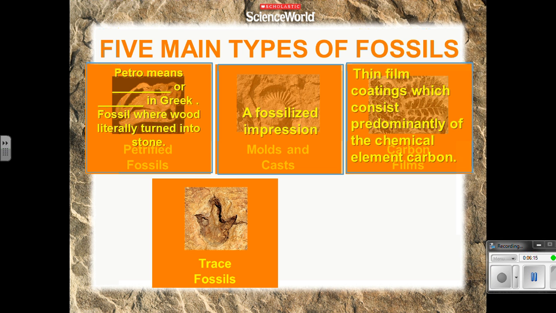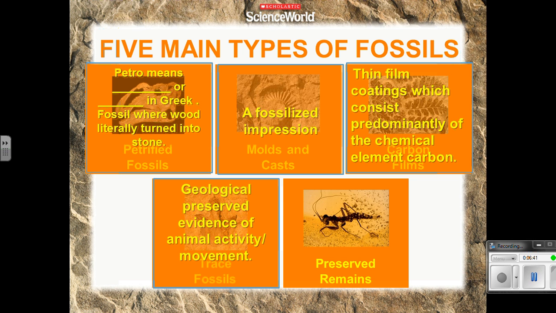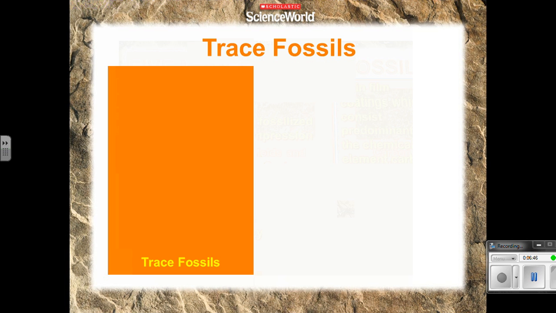And then you have your trace fossils. These are things that scientists can trace, and these are geologically preserved evidence of animal activity and movement. So it gives us an idea that there has been some movement and some activity, and how the organism acted and migrated or moved around within that time, and what the organism did. These are what trace fossils give us, so it gives us a track record. And then we have preserved remains. So let's take a look here.